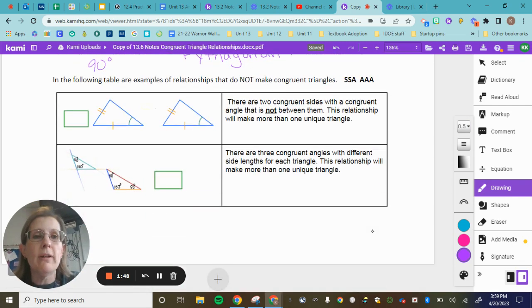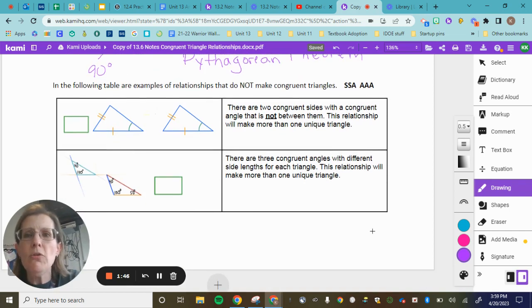Now we have 2 rules for non-congruency. These are relationships that will not make congruent triangles. The first one says there are 2 congruent sides with a congruent angle that is not between them. So if you have 2 sides and an angle not between them, like side, side, angle, that is not a congruent triangle because it could change. If this side and this side are the same as on the other triangle, we could possibly move it here because the angle isn't locked in. And so it could still be the same length, but it might be folded in a little bit.